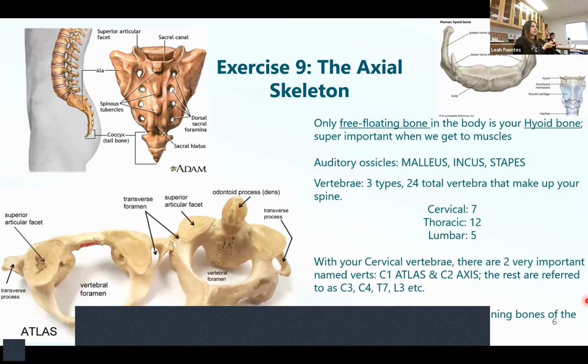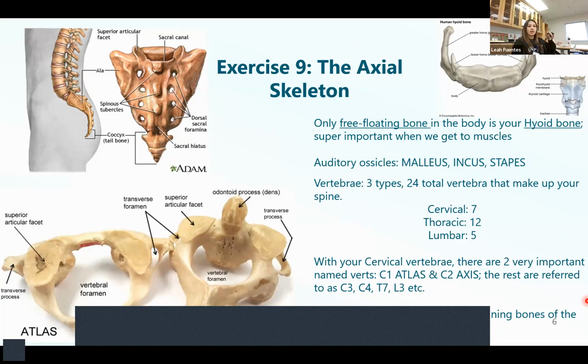So we have cervical, which are our thinnest vertebrae, and those are at the very top. There's 7 of them. And then we have thoracic, there's 12 of them. And then lumbar, there's 5. So of the 3 types of vertebrae, 7, 12, and 5, we eat breakfast at 7, lunch at 12, and dinner at 5. That's how you remember them.